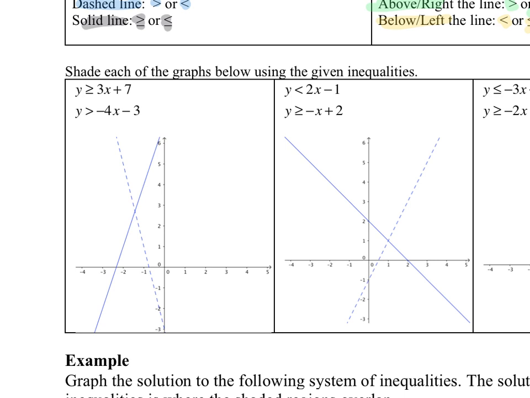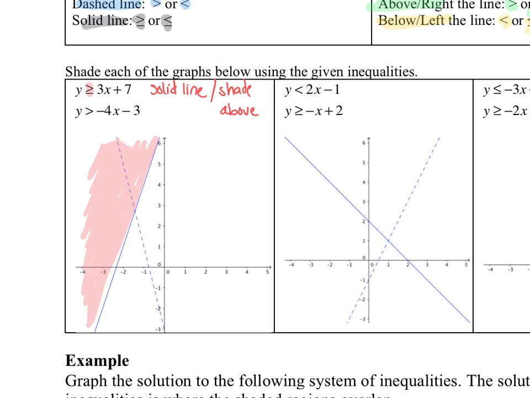So in the first example, we have y is greater than or equal to 3x plus 7. I know that this must be the solid line in my picture because of that inequality. So if I'm looking at the solid line in my picture, then I need to shade above that line, because greater than or equal to means to shade above. So I'm going to shade everything that is above that line, and above that line would be over here.